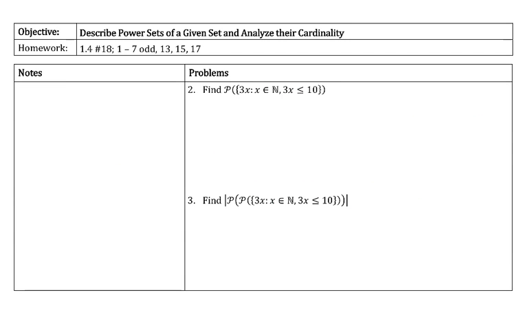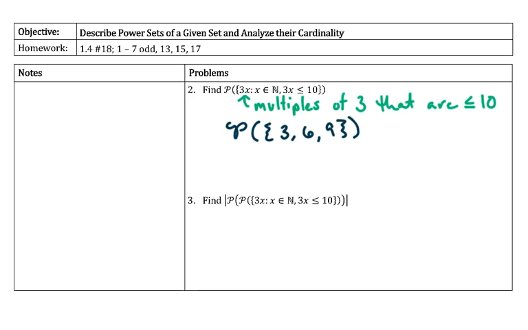Now here it says, okay, find the power set of the set that's 3x, where x is a natural number, and 3 to the x is less than 10. So again, making sure that we're just interpreting this set notation correctly. I'm going to start out by writing this all out. Here, we've got the power set of these multiples that are less than 10. So in this case, that would be 3, 6, and 9. We have a nice 3-element set.